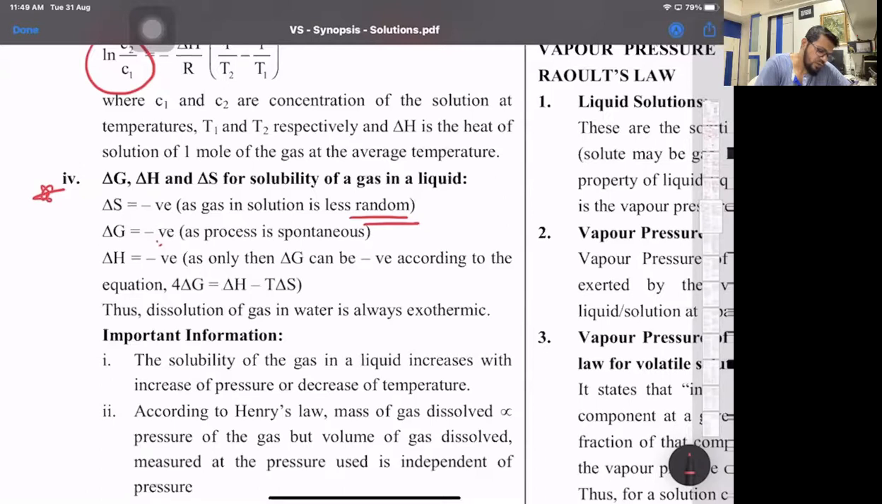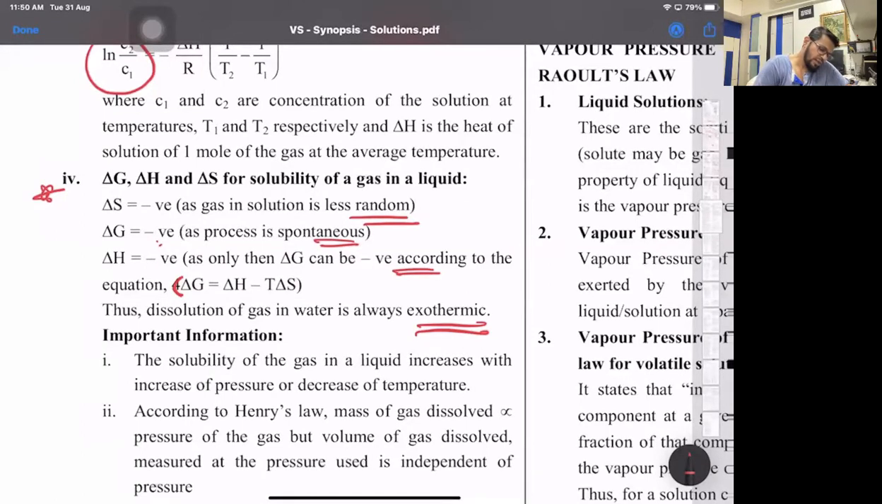Delta G is negative because the process is spontaneous. There's always a lowering of free energy. And delta H is negative. Is this clear? Only then delta G will be negative according to the equation: delta G is equal to delta H minus T delta S. That's the Gibbs-Helmholtz equation. So dissolution of gas in water is always exothermic. It liberates heat.